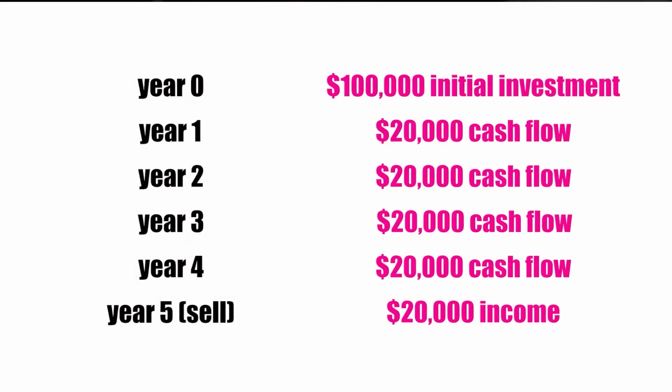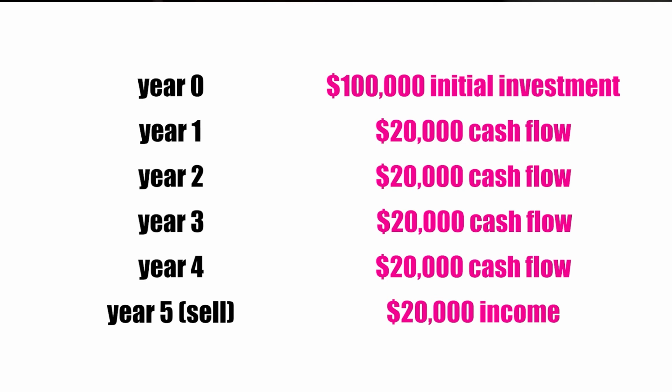IRR takes the initial capital you put into a deal, adds the annual cash flows of each year that you own it, and then adds the final cash payout when you sell it and gives you a return on investment metric. In the effort of simplicity, let's say I bought that same original house with my $100,000 cash and no mortgage, and it kicks off $20,000 a year in cash flow.